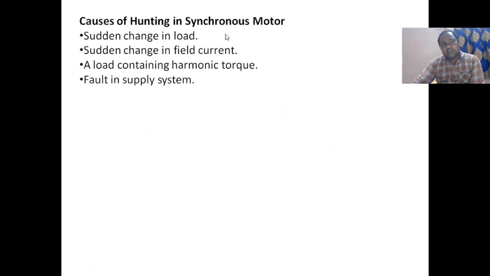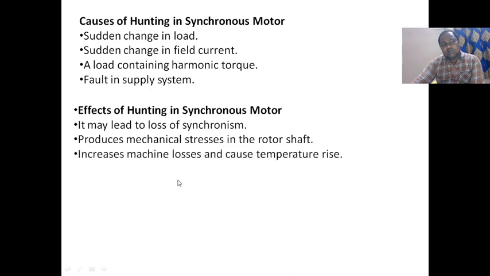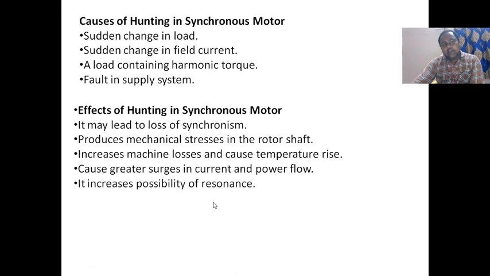Causes of hunting in synchronous motors are sudden change in load, sudden change in field current, a load containing harmonic torque, and fault in supply system. Effects of hunting in a synchronous motor are: it may lead to loss of synchronism, produces mechanical stresses in the rotor shaft, increases machine losses and causes temperature rise, and causes greater surges in current and power flow. It increases the possibility of resonance.